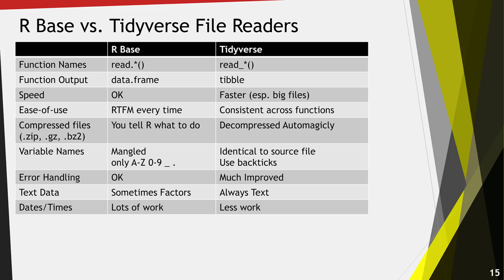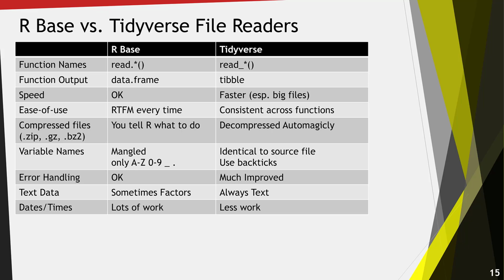In terms of ease of use, the base R readers are very poorly documented. The arguments that you provide them are inconsistent across different readers, and that generally means you have to read the manual every time. The tidyverse readers are designed to be consistent across all of the functions. Arguments perform in the same way and are specified the same across all of the functions. The tidyverse readers can also automatically decompress files that are compressed in the zip, gzip, or bz2 format.